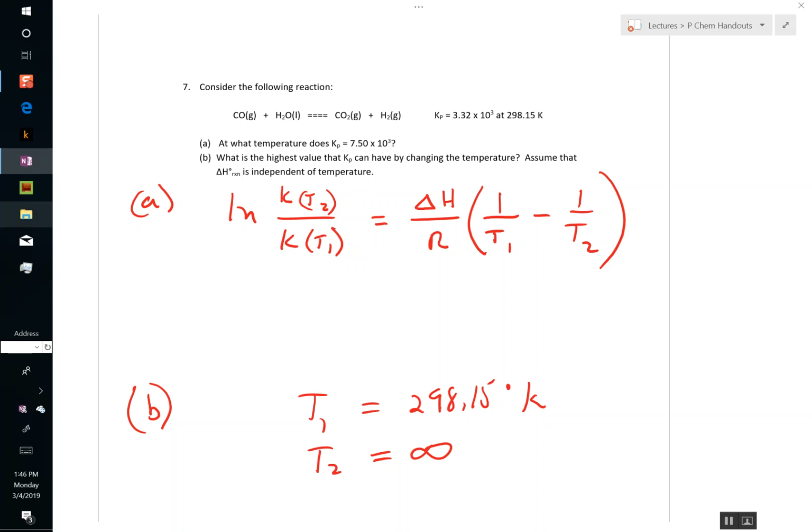So 8A is similar to the problem we did in class, where you use delta S of reaction and delta H of reaction to calculate delta G.